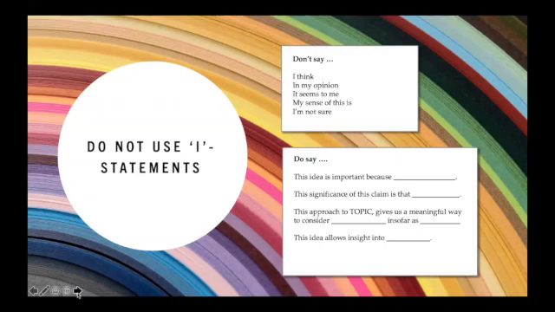And so instead of saying, I think this idea is important, you can say, this idea is important because, or instead of saying, I think this is significant, you can say, the significance of this claim is that, and then give the significance. So there are many different ways that we can analyze an idea and signify that we are thinking about that idea and analyzing it for ourselves, but we actually don't need to use I statements to do that.